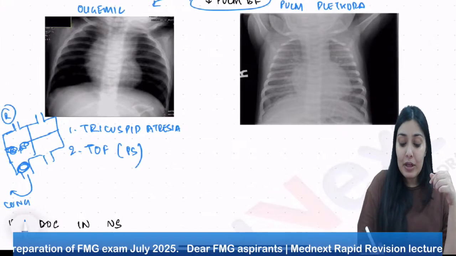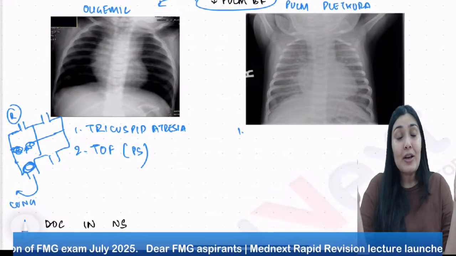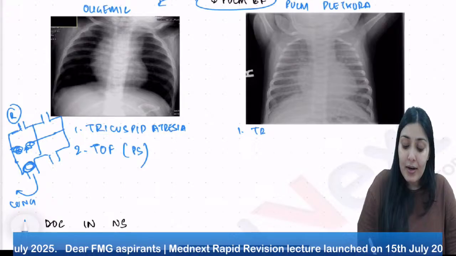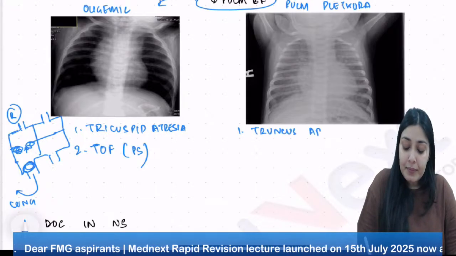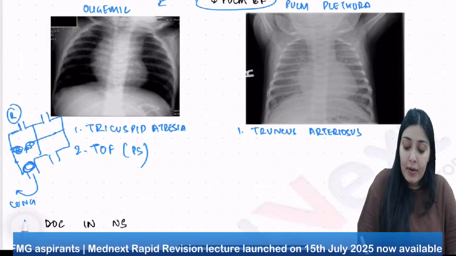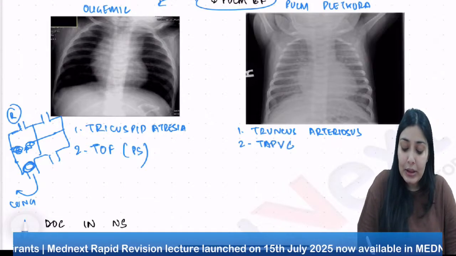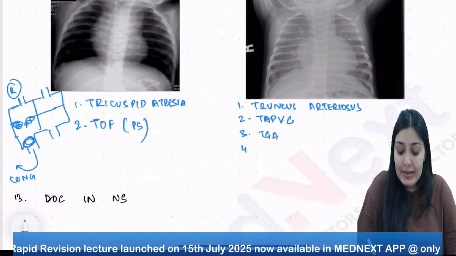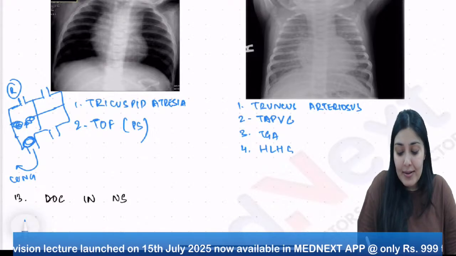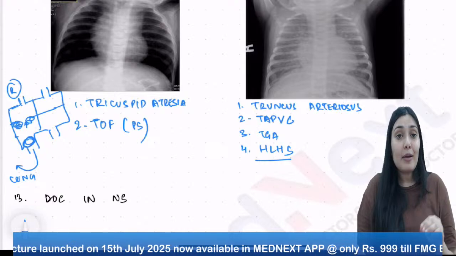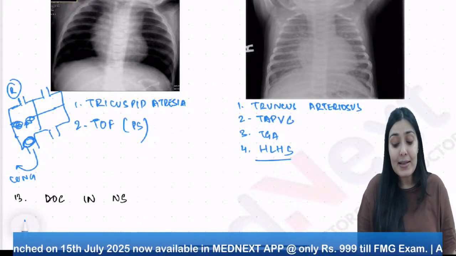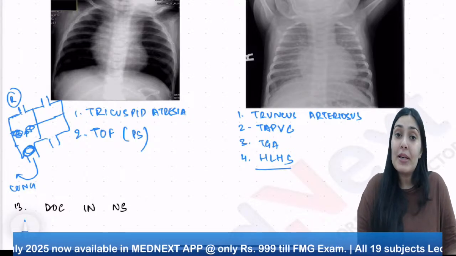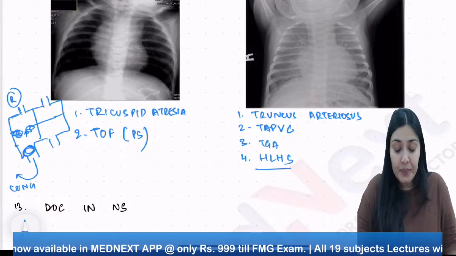What about increased pulmonary blood flow? Various conditions are there where there is one channel of both this right and the left side. What is that? Truncus arteriosus. Right? Second would be TAPVC, total anomalous pulmonary venous connection. What else? Transposition of great arteries and hypoplastic left heart syndrome. Right? So remember these important classification of cyanotic heart disease, where you are going to see decreased pulmonary blood flow or oligemia, and where you are going to see increased pulmonary blood flow or plethora, right?